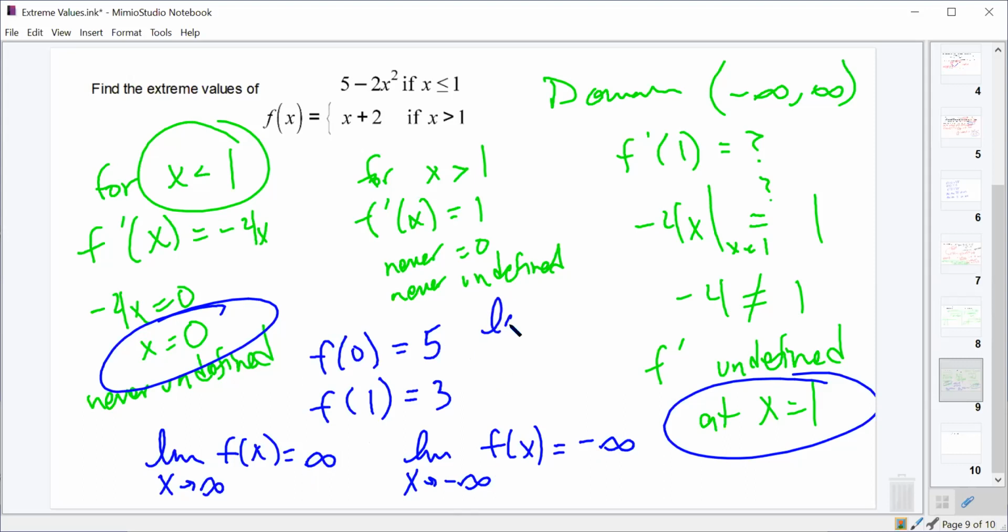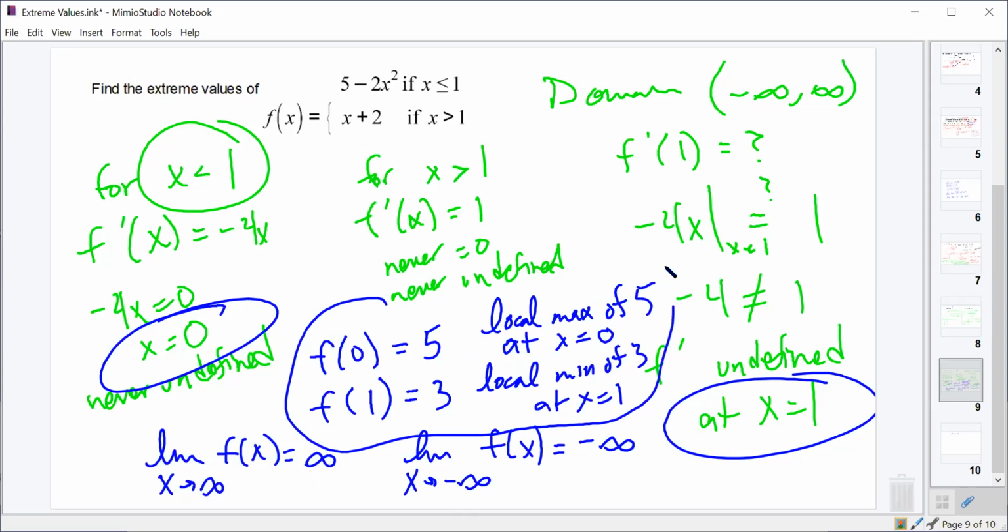So we have a local max of 5 at x equals 0. And then we were decreasing down to this value of 3, but then as soon as we hit 1, we started increasing again. So this becomes a local min of 3 at x equals 1. Everybody good with that or no?